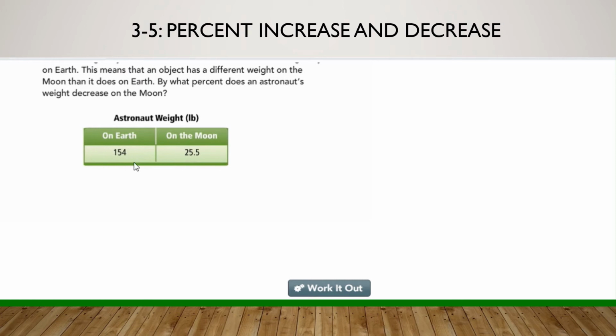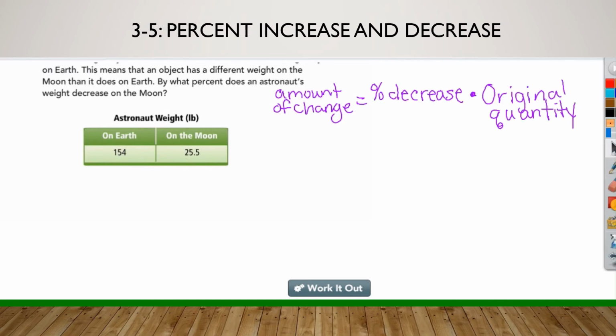So Earth, you can see here 154, and then you go to the moon, it's 25 and 5/10. So that's decreasing. All right, the first thing we have to figure out is the amount of change. And to get the amount of change, we're going to subtract these two values. And remember, when you are subtracting decimals, you have to make sure you line up the decimal points. Make sure your ones place is lined up. You add a decimal point and a 0.